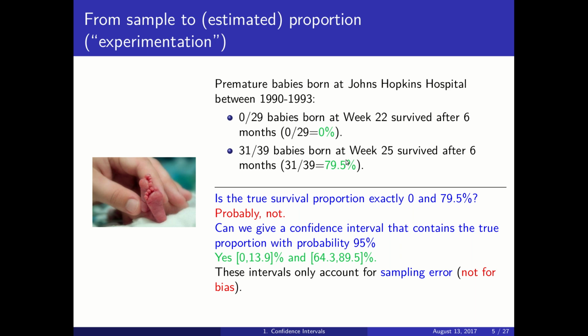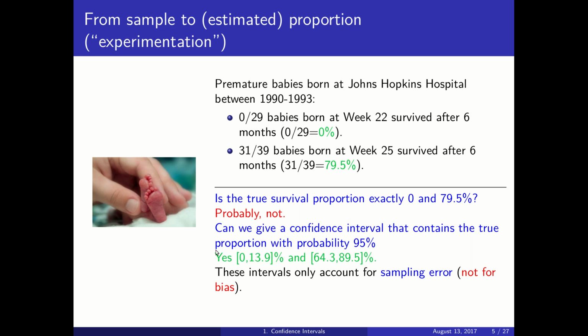So are the true probabilities of survival exactly 0 and 79.5? Probably not. So probably if you repeat this experiment in some other hospital, and assuming that the two hospitals are the same, the numbers that you will get will be close to this 0 and 79.5, but they will not be exactly those. So can we give a confidence interval that contains the true proportion with probability 95%? The answer is yes. So again, there are formulas. We will see them at the end of this video.